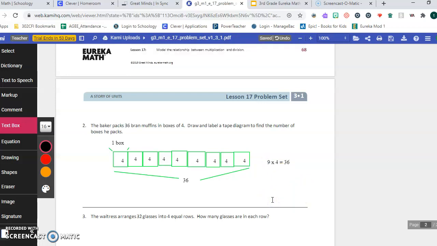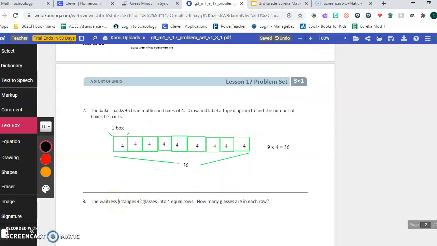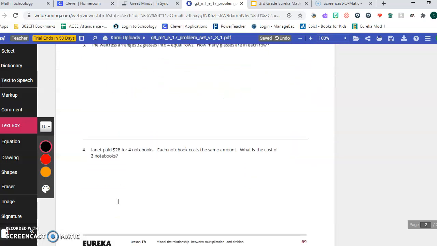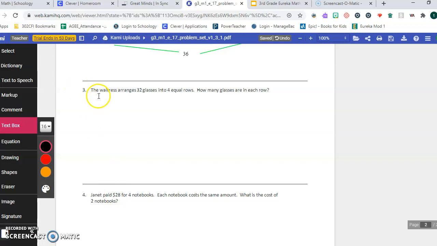All right, moving forward, I'm at my 11-minute mark. It looks like we might actually finish this. We'll see. The waitress arranges 32 glasses into 4 equal rows. How many glasses are in each row? Okay, so she gives me the total. That tells me automatically I'm going to probably be doing division here. Divided into 4 equal rows. So this is the number of groups. I'm looking for how many glasses, so that's the size of each group.